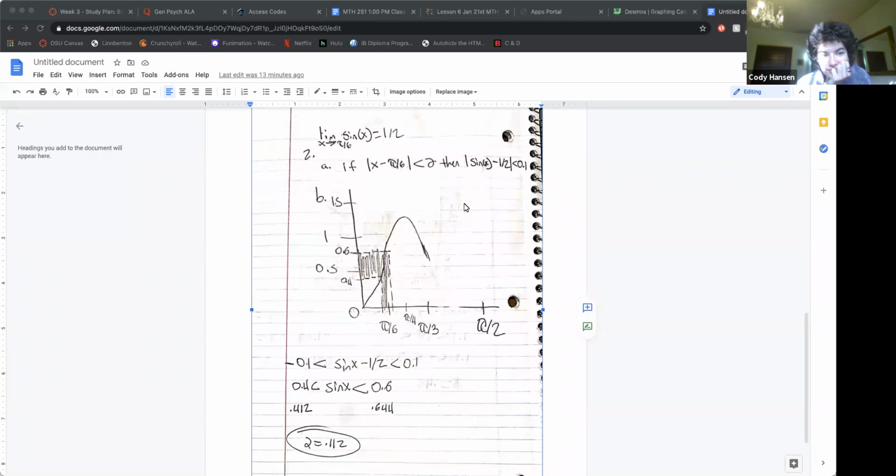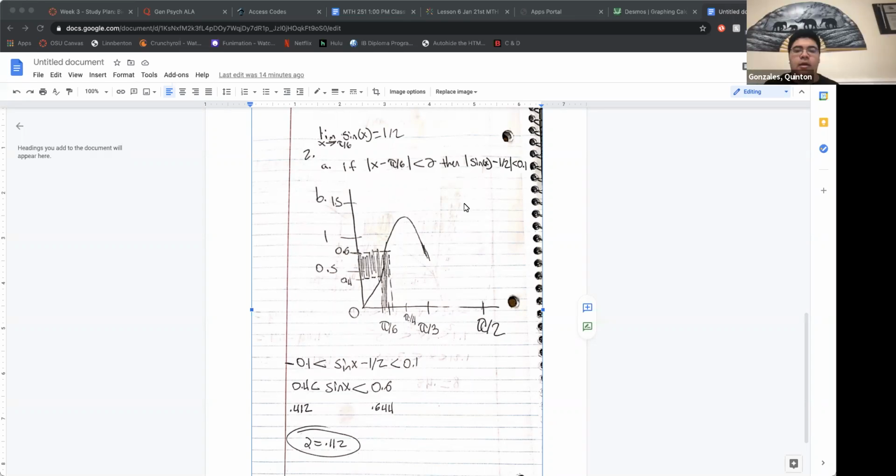For 2b, we got the epsilon is at 0.1, and then we added that to 0.5 and subtracted that, which is 0.6 and 0.4. It requires the same algebra as number one. Then we got x by itself. So 0.412 is less than x, and x is less than 0.644. We subtracted both sides by pi over 6, which gives us the delta of 0.112.